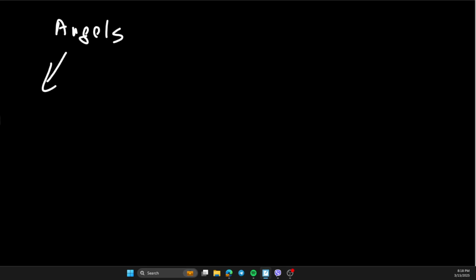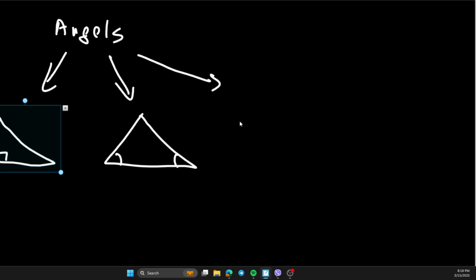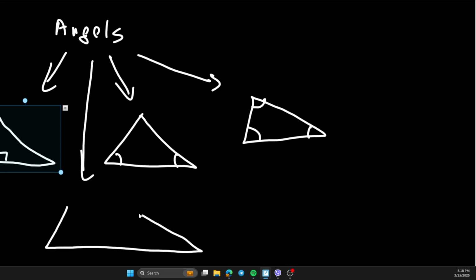First is the right triangle. The right triangle just has one angle that is 90°. Second is the isosceles triangle, in which two angles are the same. And the last is the equilateral triangle, where all the angles are the same. And actually, I think there's a fourth one where none of the angles are the same. Alright? So again, this one is called scalene.